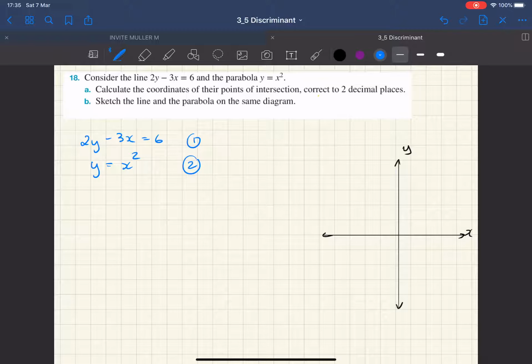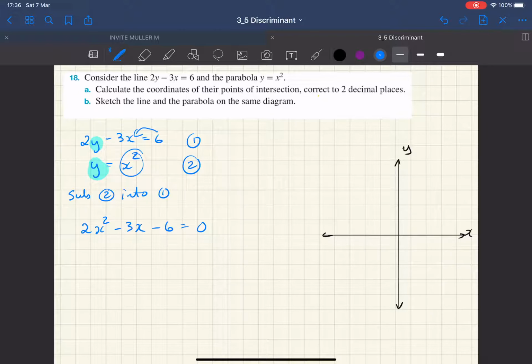When I do simultaneous equations, all I have to do is substitute. I'm going to sub 2 into 1. Wherever I see a y value here, I'm going to substitute for y, which means in place of y I'm now going to put x squared, so it's going to be 2x squared minus 3x, take away 6, because this 6 going to the other side becomes minus 6, that equals 0.